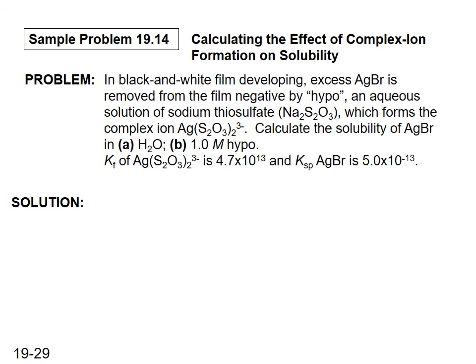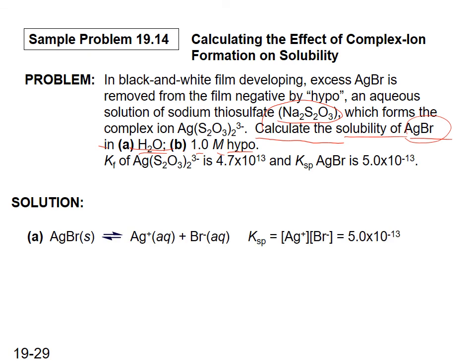Sample problem 19.14. This question asks you to calculate the solubility of silver bromide in water and in 1.0 molarity hypo. Hypo is this molecule, sodium thiosulfate. Okay, so let's look at A in water. So it's a typical question about solubility of a salt. Okay, to do that, first let's write the dissolution reaction.